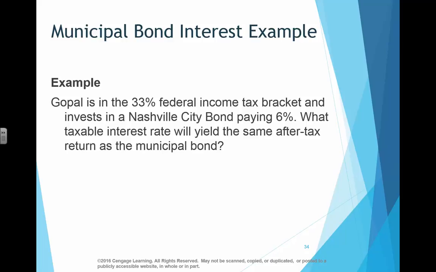You've got to know what tax bracket I'm in. So Gopal is in the 33% federal income tax bracket, and he's investing in a Nashville City bond. And he wants to know what other kinds of bonds will yield the same after-tax return. The calculation is the 6% divided by 1 minus the tax rate. So can you find me what yield on another bond is going to pay that same 6% after tax? What's the calculation again? It's the rate, the 6%, divided by 1 minus the tax rate. 100% minus the tax rate.